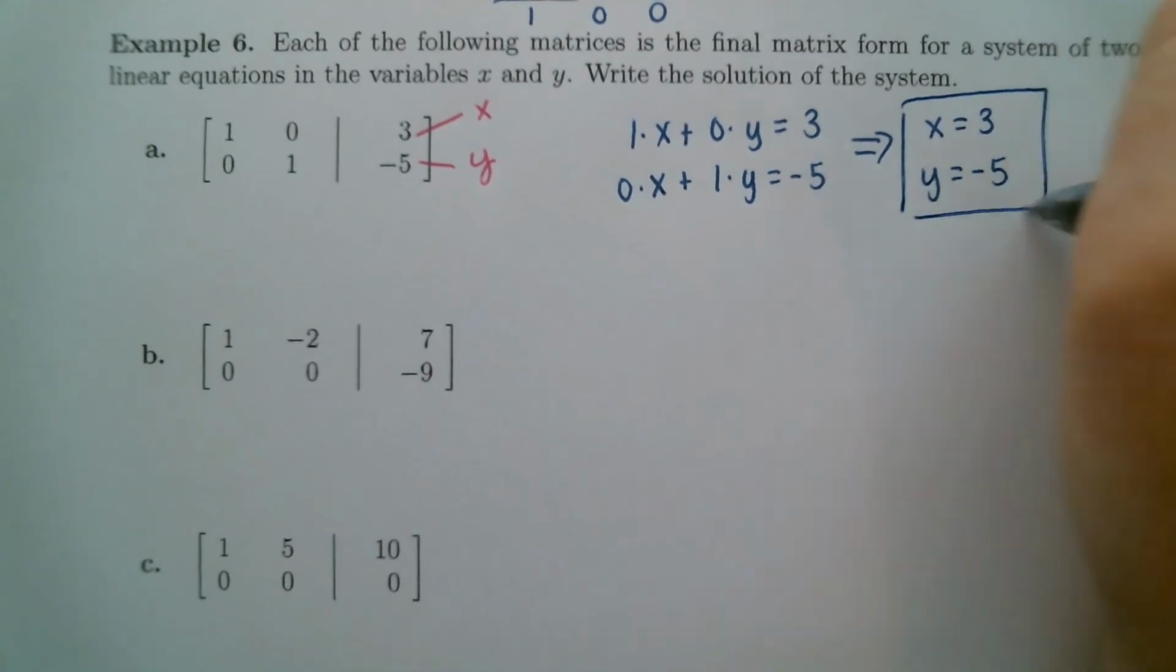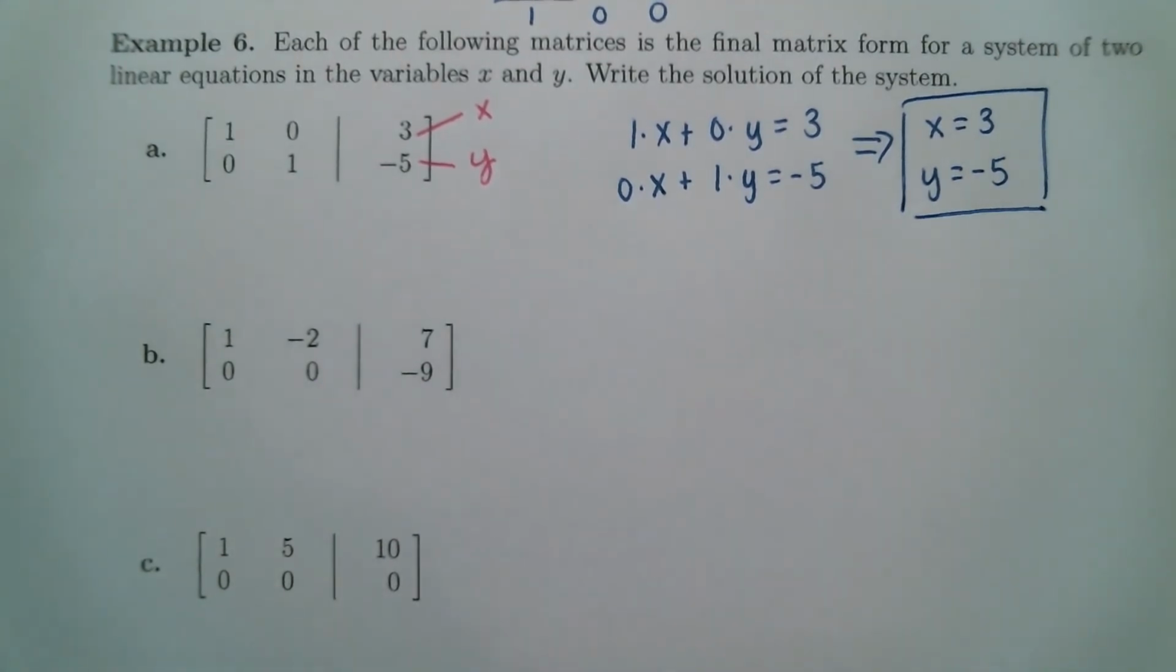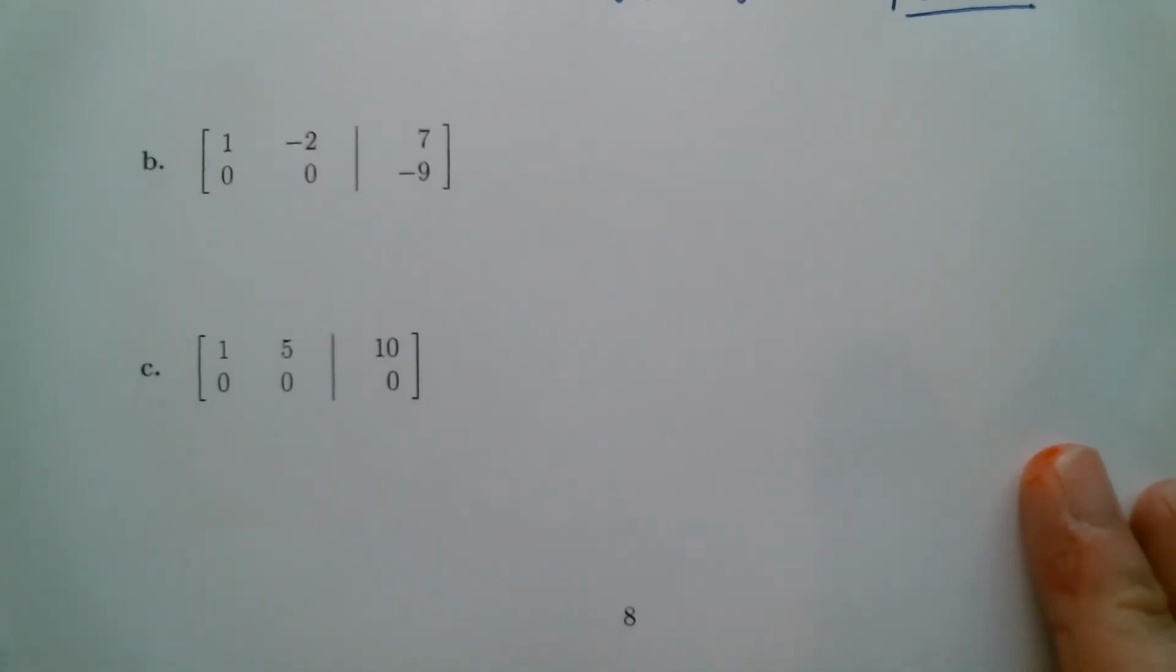So there you go. The first matrix represents a system that has exactly one solution. The x value that works is 3 and the y value is -5. On to the matrix in part B.